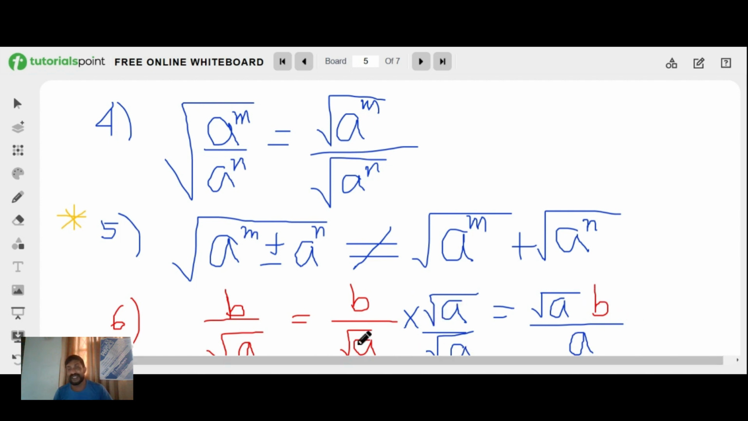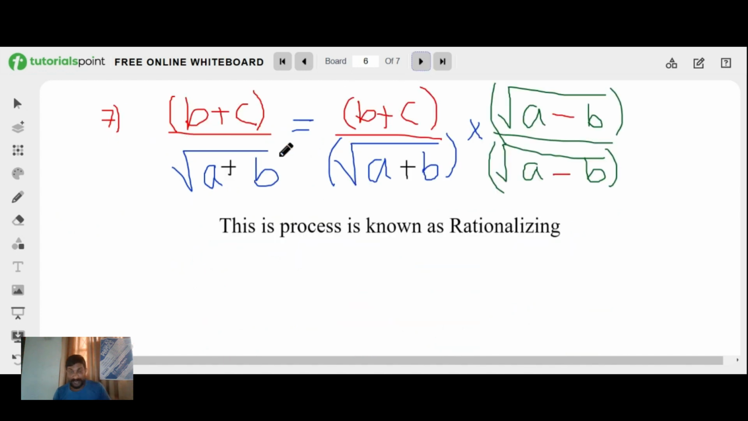That means you can see the denominator is now a normal integer. So that is very, very important. That's called rationalizing. We are making it into a proper ratio. The second form of rationalization can be explained like this: b plus c divided by root of a plus b. Rationalizing can be done, but go through this; it is very important and very easy to understand.